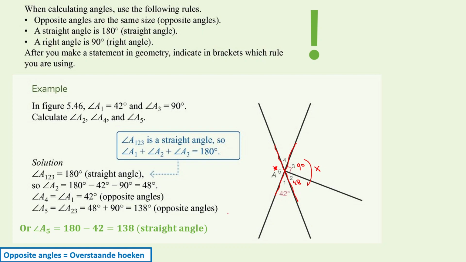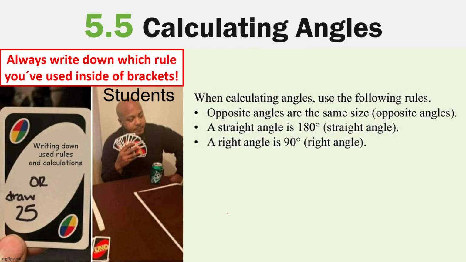It's very important. It's so important actually that I've added an extra slide with that. Always write down which rules you've used inside of brackets. So here's this meme here: writing down used rules, or draw 25. Some people rather draw 25 cards than actually write down the rules. Yeah, you do you, but then do know that you missed out on a lot of points on the test for something you actually know how to do, which means you're doing something that's really not necessary. Write down those rules inside of brackets, please.